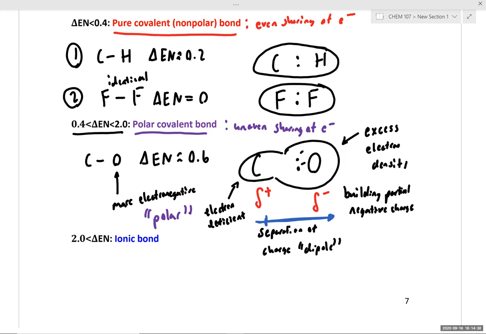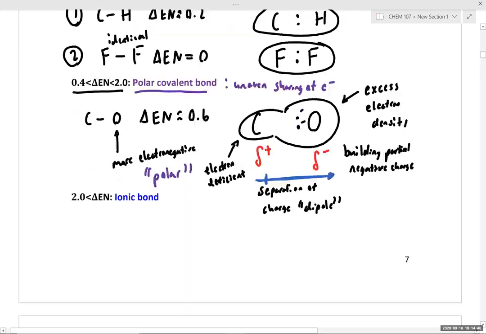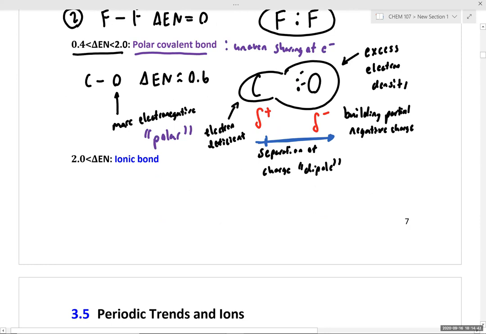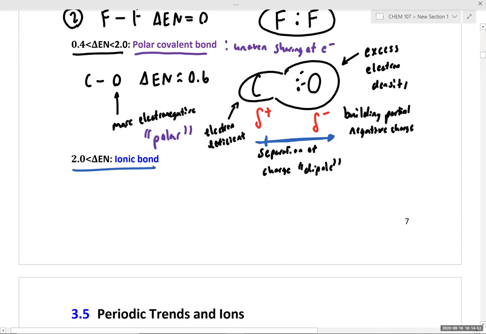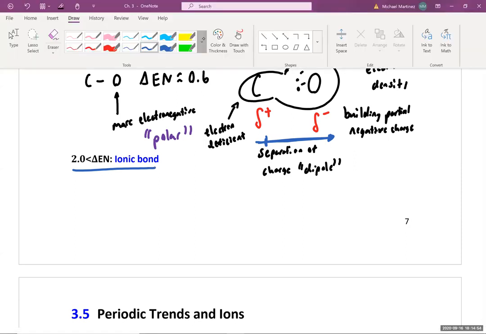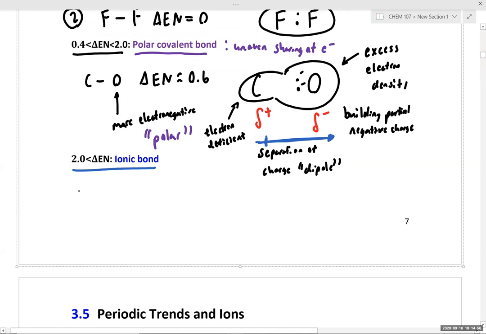So, the last major type of bond occurs if we have a large difference in electronegativity. If we have a difference in electronegativity greater than 2.0, this primarily occurs when you have a metal and a non-metal. So for example, sodium and chlorine, we have a difference of electronegativity of around 2.2. Metal, non-metal, that's a signpost for an ionic bond.